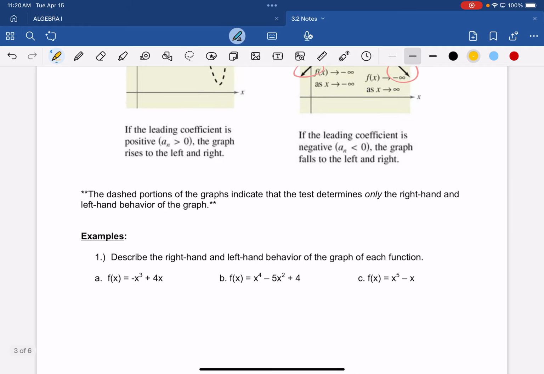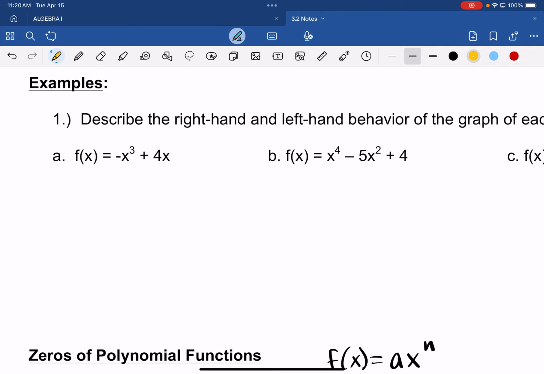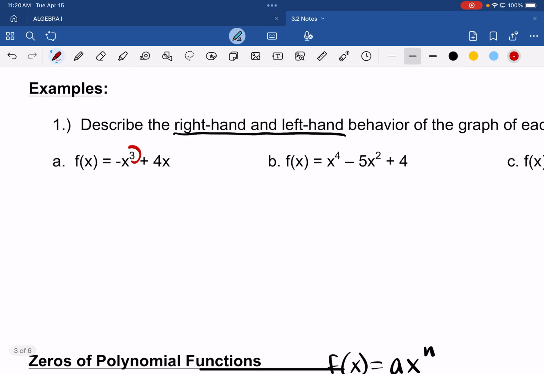All right, so let's look at number 1 here. My directions say describe the right-handed and left-handed. Just think starting and ending behavior, okay? So for A, I look at my highest degree. I see that it's odd, okay? It's a 3. Right away, I know that I'm going to have 2 different end behaviors. One's going to be up, one's going to be down because it's odd, okay?